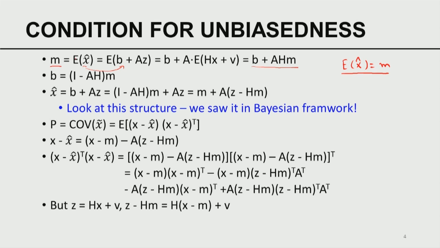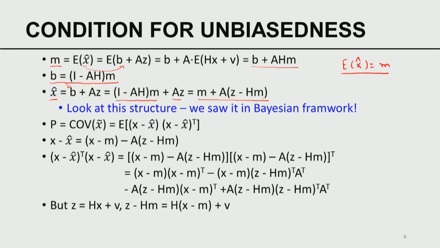So that's what we start with, and the unbiasedness condition leads to m must be equal to b plus A H times m. That tells you b must be equal to I minus A H times m. If I substitute this value of b in here, I get a new structure for x hat. X hat is equal to I minus A H times m plus A z, which can also be written as m plus A times z minus H m. Look at that structure.